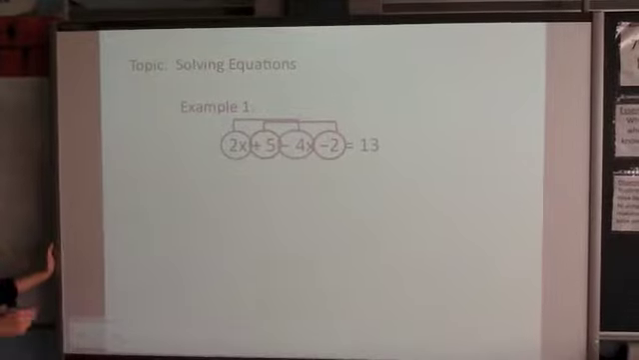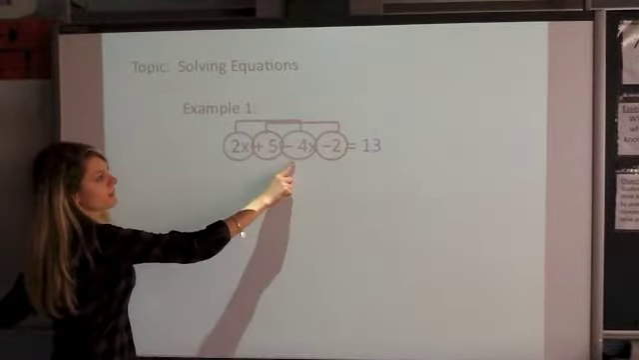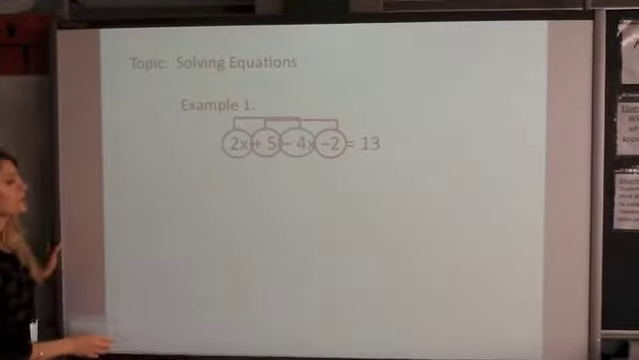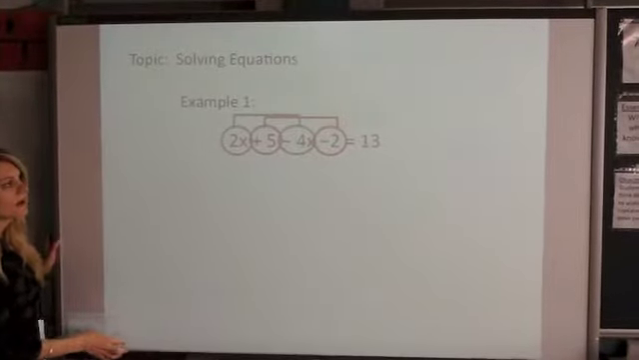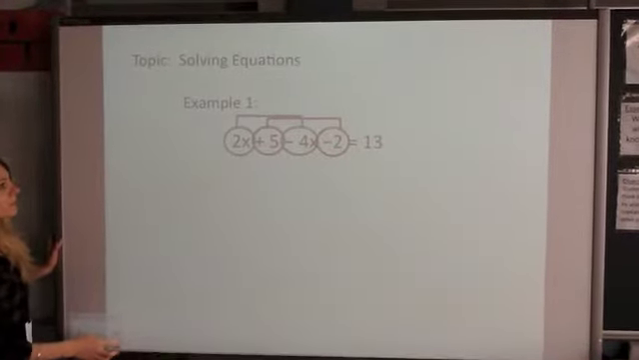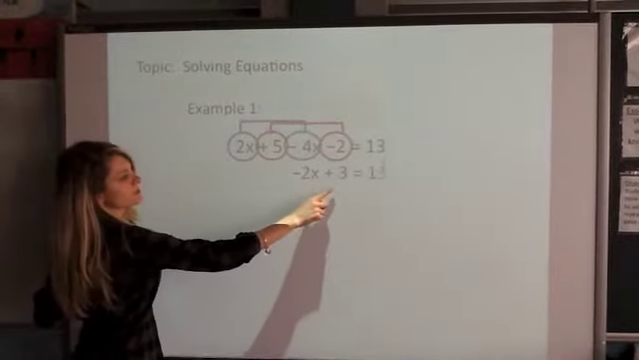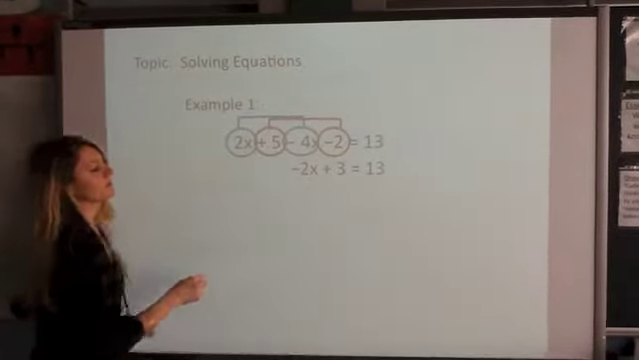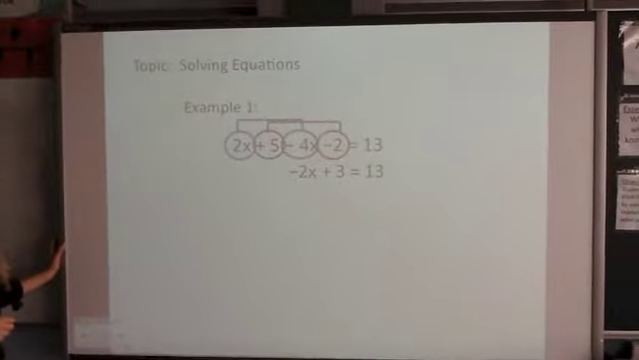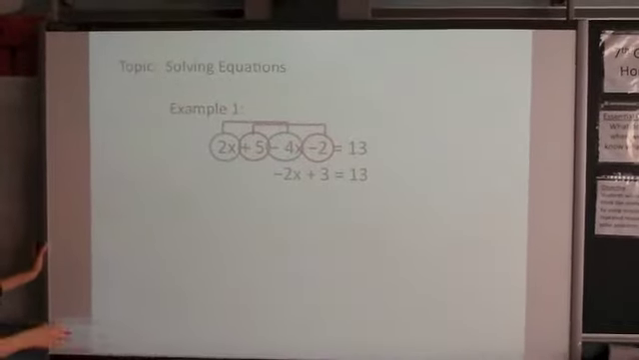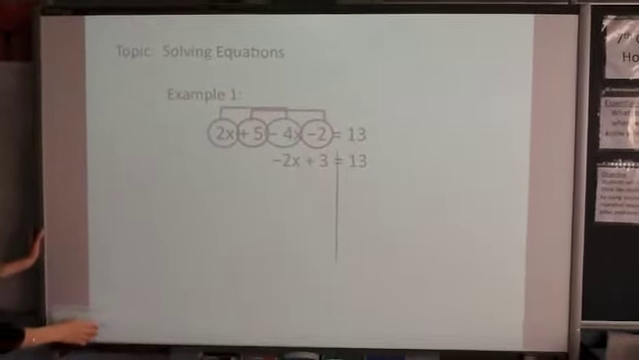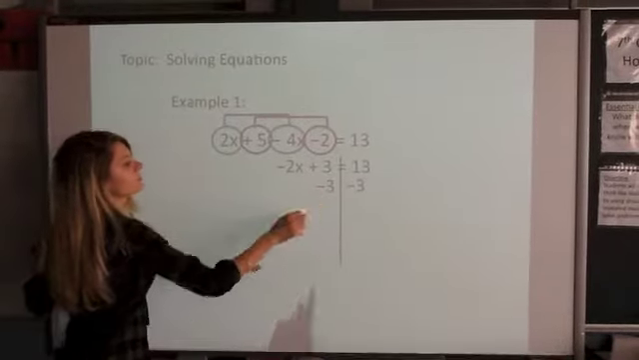So now I can go ahead and do 2x minus 4x, which is going to give me negative 2x, and 5 minus 2, which is going to give me negative 2x plus 3, and I bring down my 13. Now I have to get the variable alone on one side. So to do that, I can start by subtracting 3 from each side.